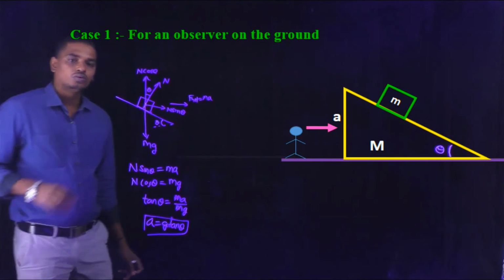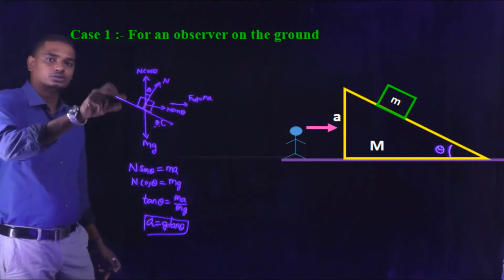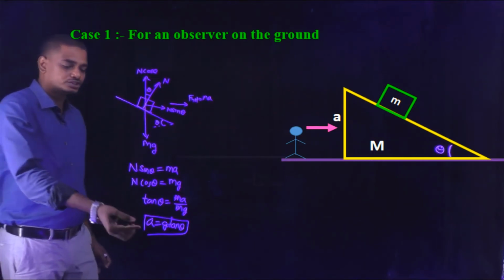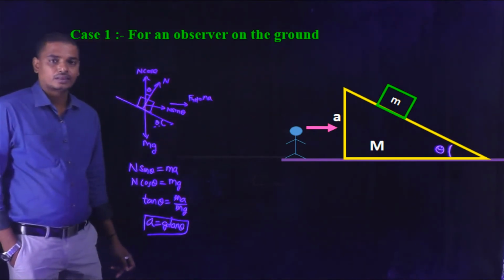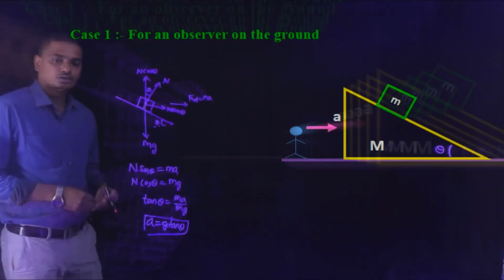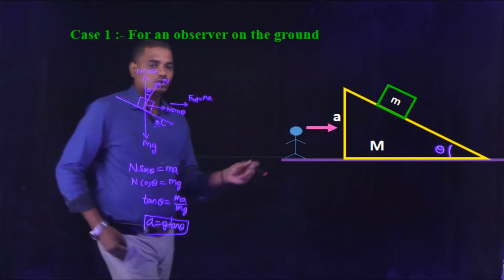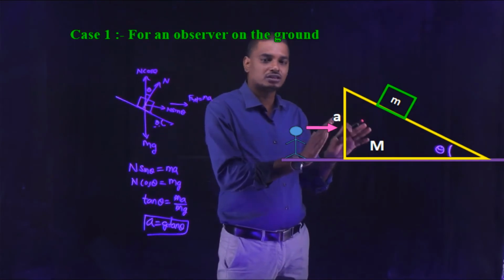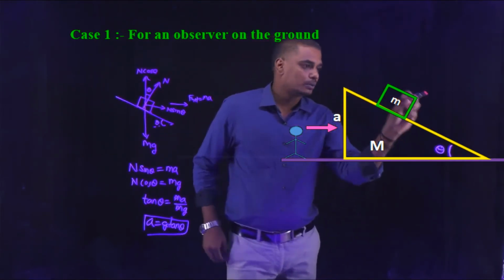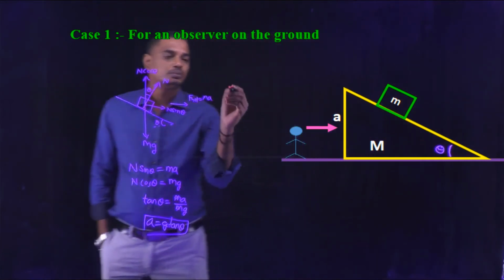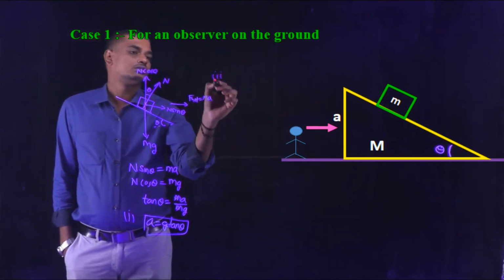To make this block's acceleration constant, such that the block does not slide down, the acceleration of the wedge should be a is equal to g tan theta. So our next question is the force to be applied on the wedge. The force should be applied on the wedge such that the wedge moves with an acceleration a, and the block does not slide down. So this is our first question, and the second question is force to be applied on the wedge.